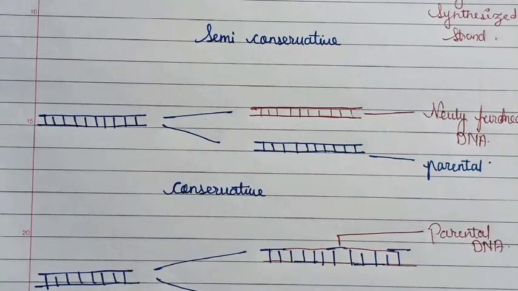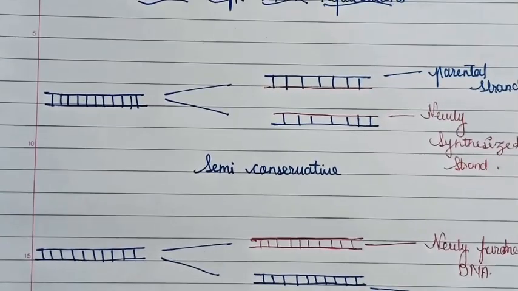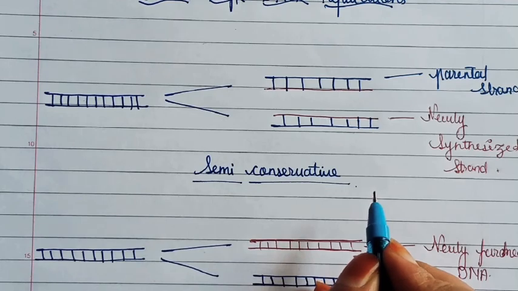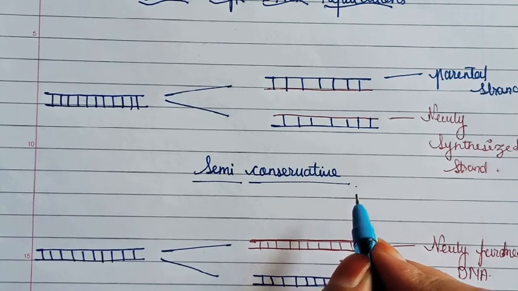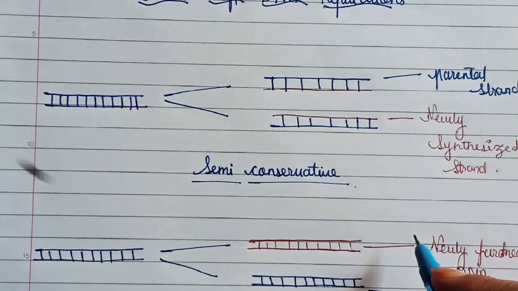But further, in 1958, Meselson and Stahl performed an experiment and proved that DNA has a semi-conservative mode of replication, which was said by Watson and Crick. So this semi-conservative mode of replication was widely accepted. In the next video we are going to see the Meselson and Stahl experiment on semi-conservative replication.